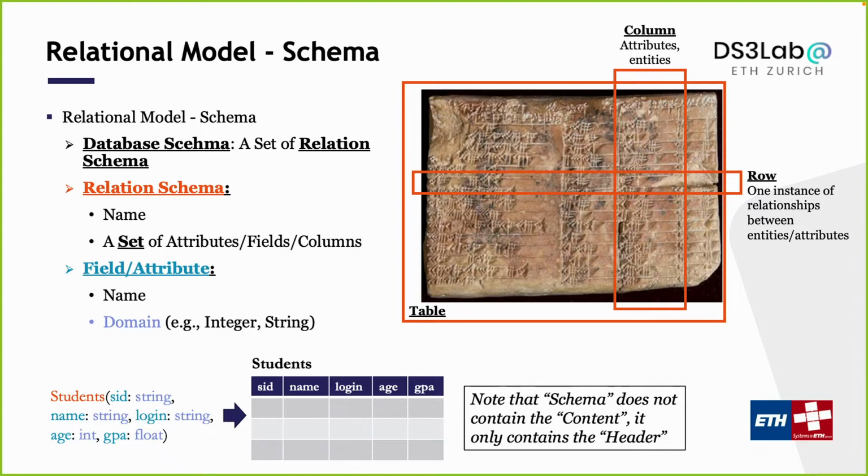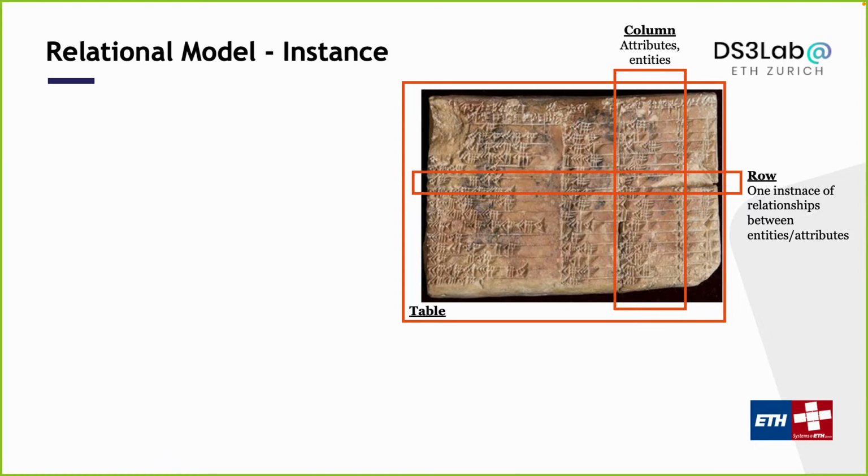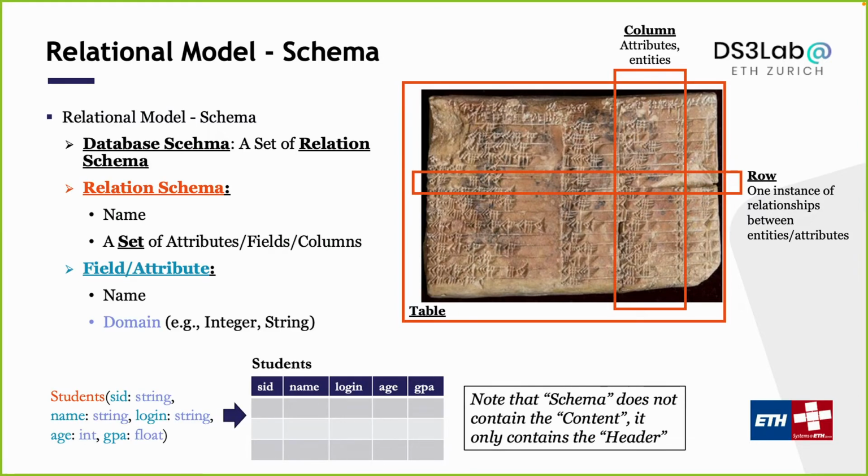The first one: when we talk about schema, it actually doesn't contain the content, if you think about that as a table. It only tells you this is the shape of my table, this is the name of the different columns. It doesn't contain the content. It's only the header, if you think about a relation as a table. So now let's think about the content. Okay, now we have the schema.